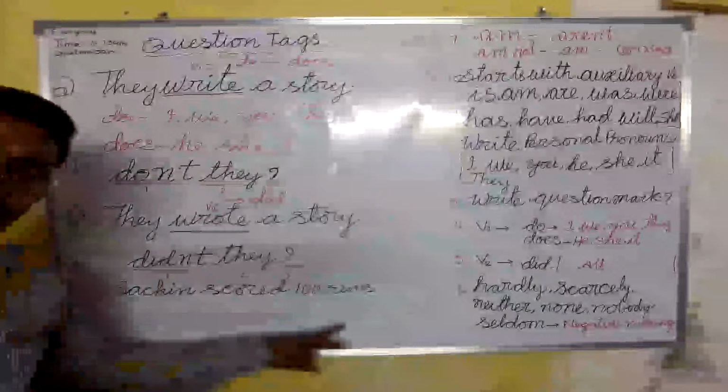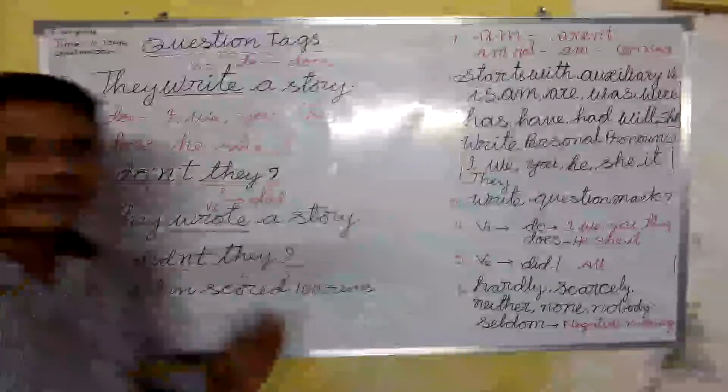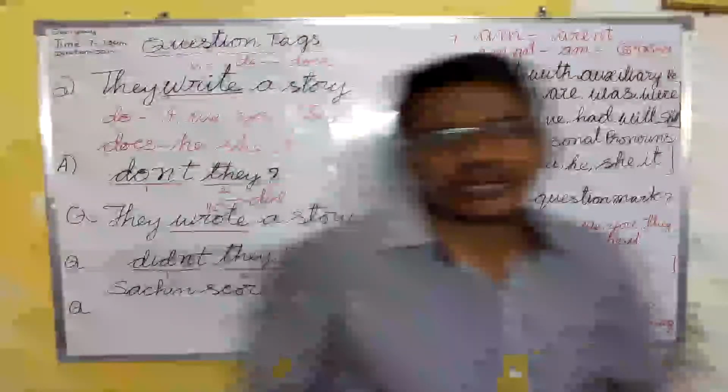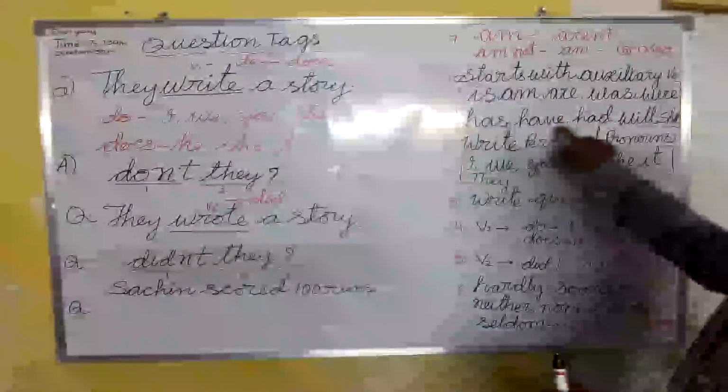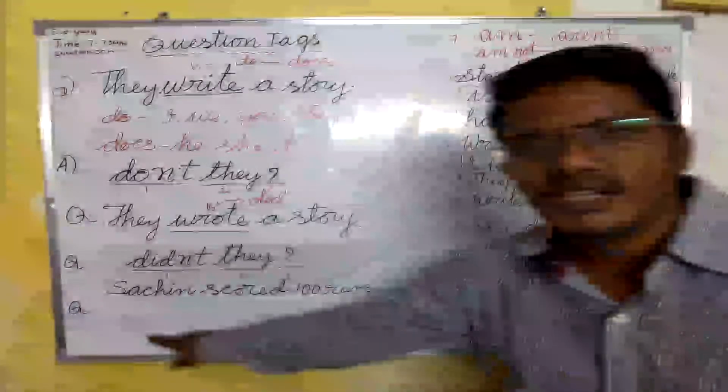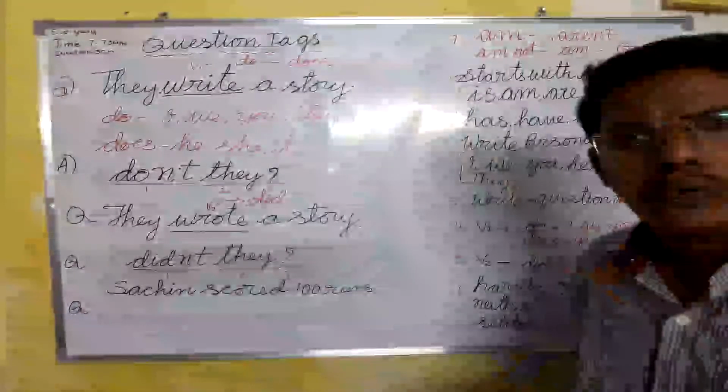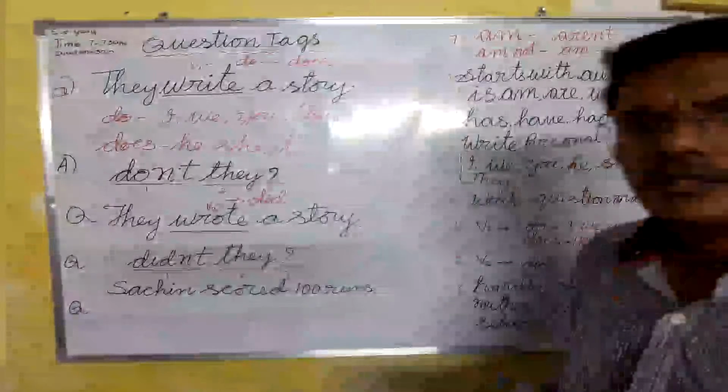See that. Is there any helping verb in the sentence? Helping verbs or auxiliary verbs? You may see this one: is, am, are, was, were, has, have, had, will, shall. Is there any one of the words in the sentence? No. Then what do you do?